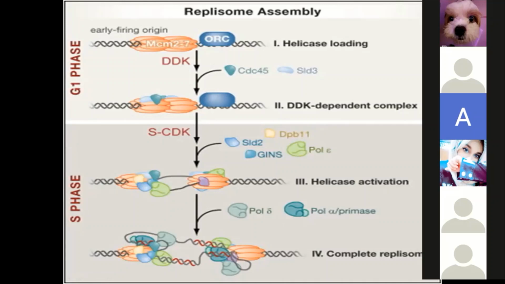In prokaryotes, there are only three, and there are three in eukaryotes also, but there are some subdivisions. In prokaryotes, there is only polymerase 1, 2, and 3. Here we pronounce it differently. There is polymerase epsilon, polymerase alpha, and polymerase delta. These polymerases also get activated, and this kind of complex forms. This is the complete replisome here.